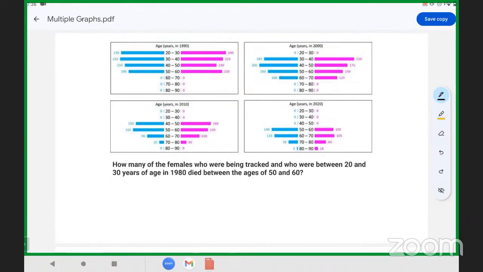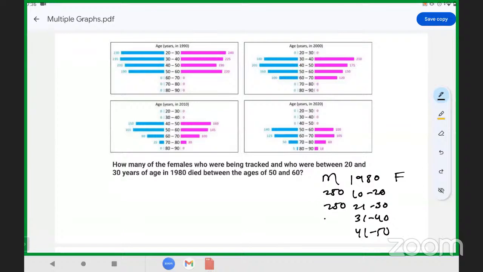Again, I will write down the data. 1980: 10 to 20, 20 to 30, 31 to 40, 41 to 50. This is male, female, 250, 250, 250, same, and similarly over here. Okay, all of them will be 250.